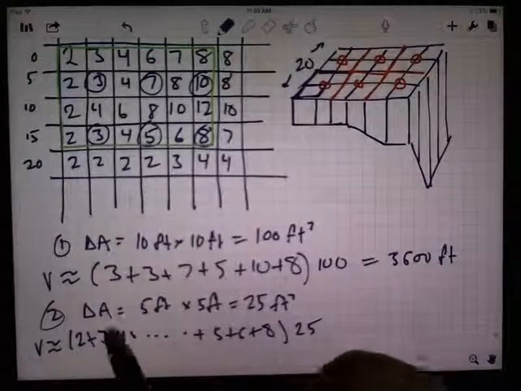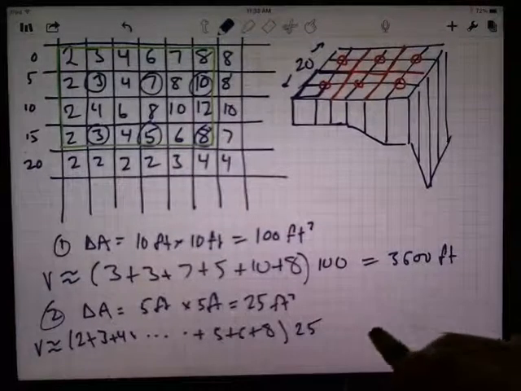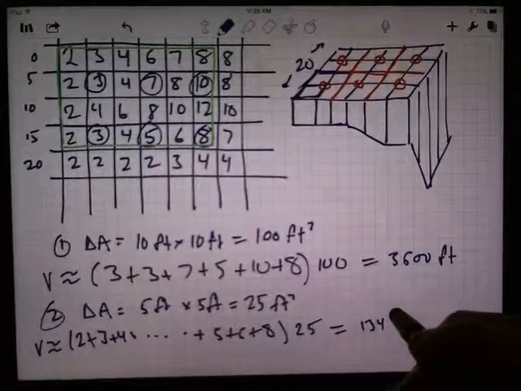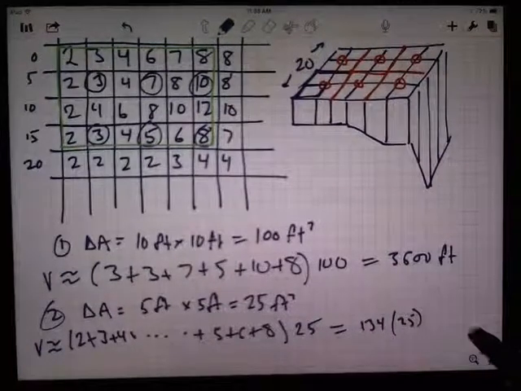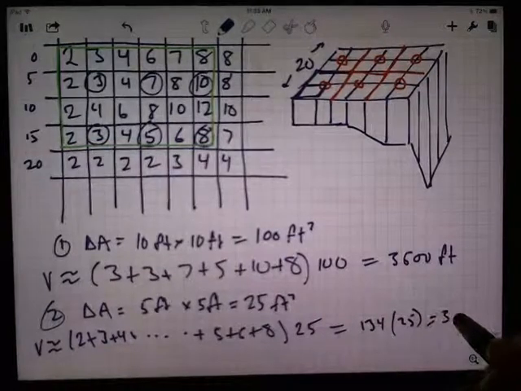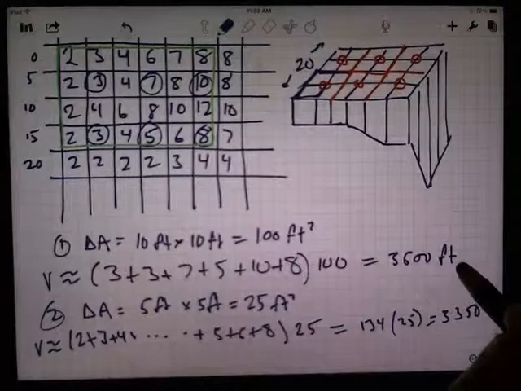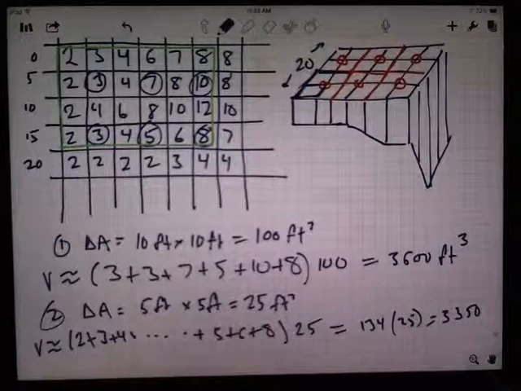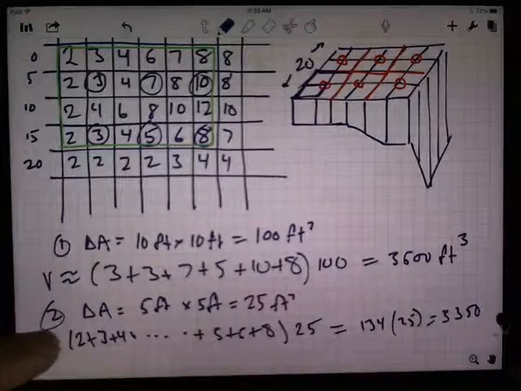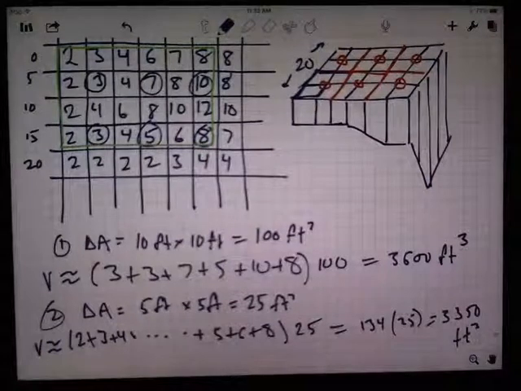And those numbers add up to, let's see how fast can you do it. I'm getting 134. So this is 134 times 25 for a grand total of 3,350. Did I say feet up here? This is, of course, cubic feet because we're doing volume. And likewise now, this is in cubic feet. This is feet cubed. Okay, so that's probably a better estimate of the volume than the original one.